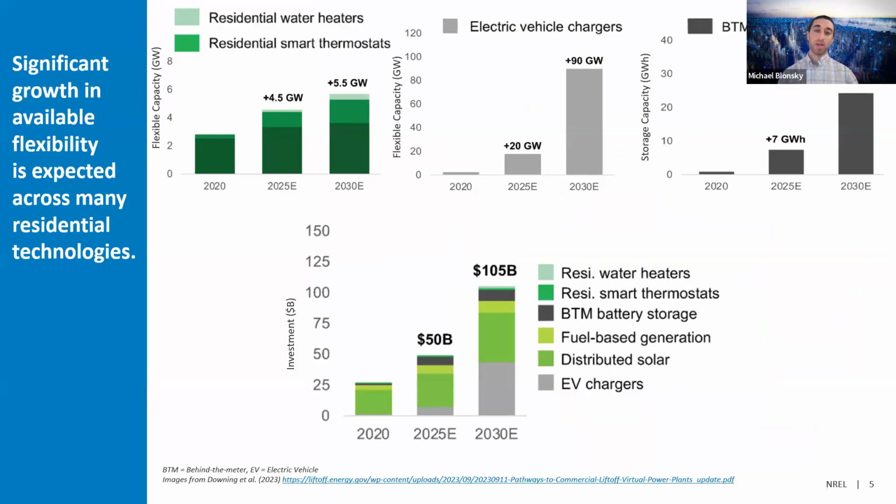Just to put some numbers behind these trends, these are some plots from a recent paper published by the Department of Energy, their virtual power plant liftoff report, which just gives some concept of the growth and the size of these trends. So I mentioned HVAC and smart thermostats, smart water heaters, electric vehicles and batteries. All of these are really seeing gigawatt scale growth currently and in the near future.